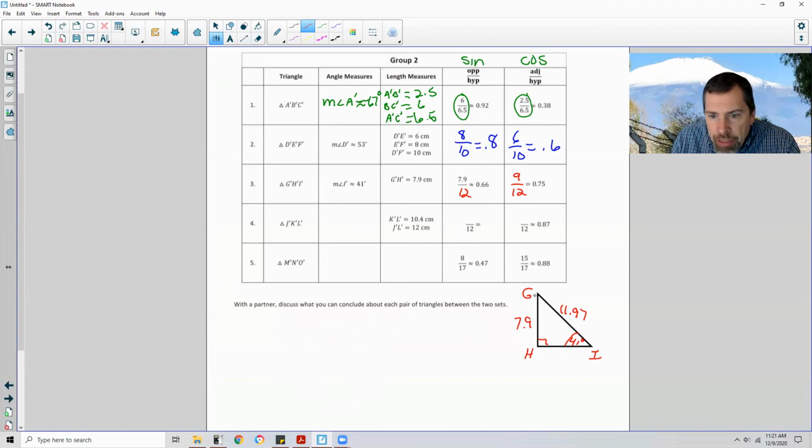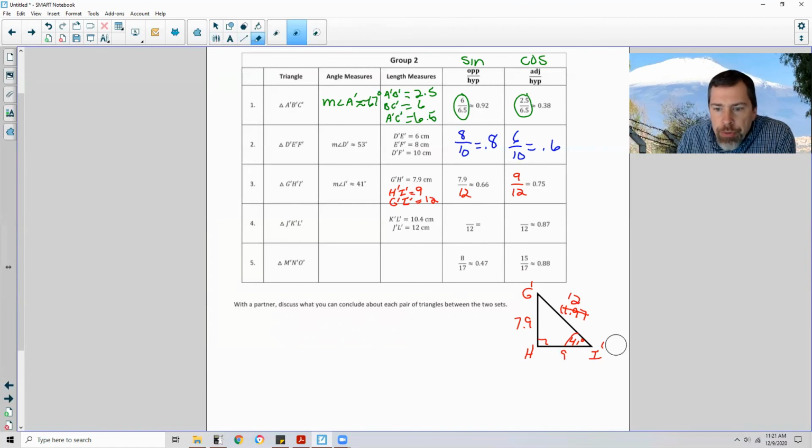So now we have to name these. So G prime H prime was 7.9. H prime I prime is adjacent, 9. And then finally, the hypotenuse G prime I prime equals, let's just call it 12, rounding. And then this was 9. All right. So there's that one.